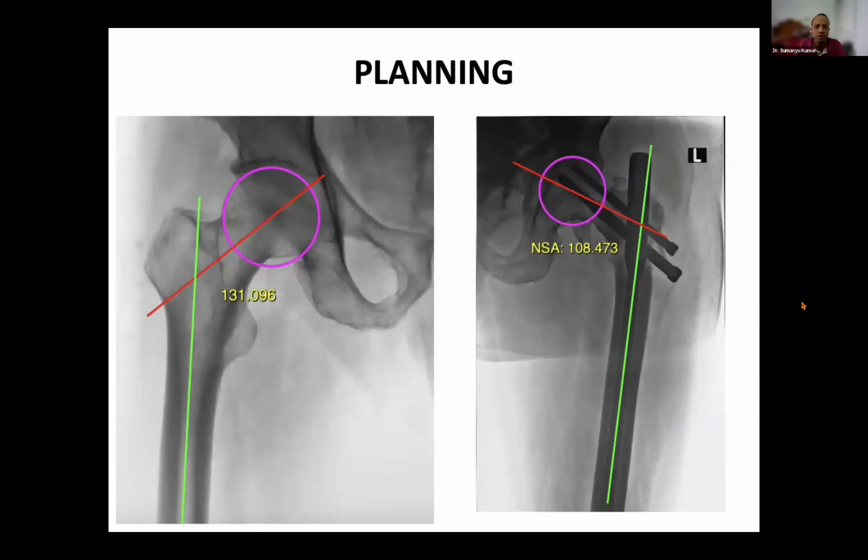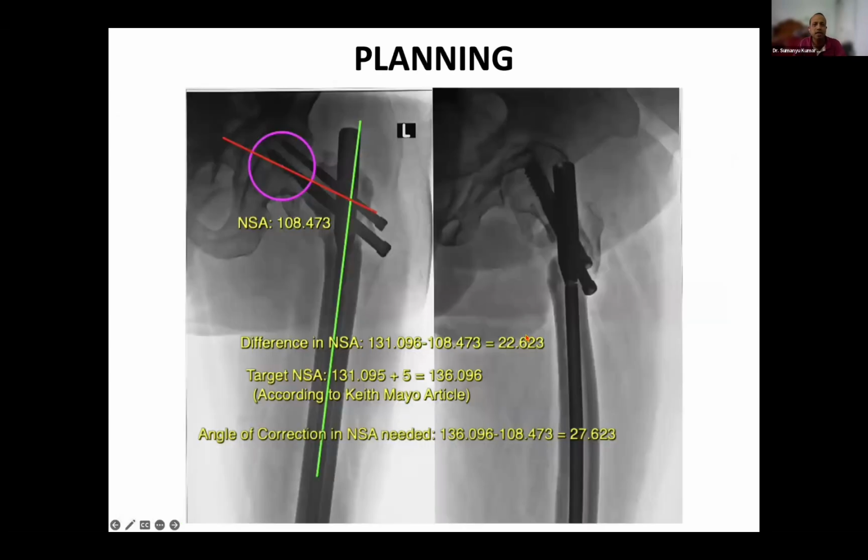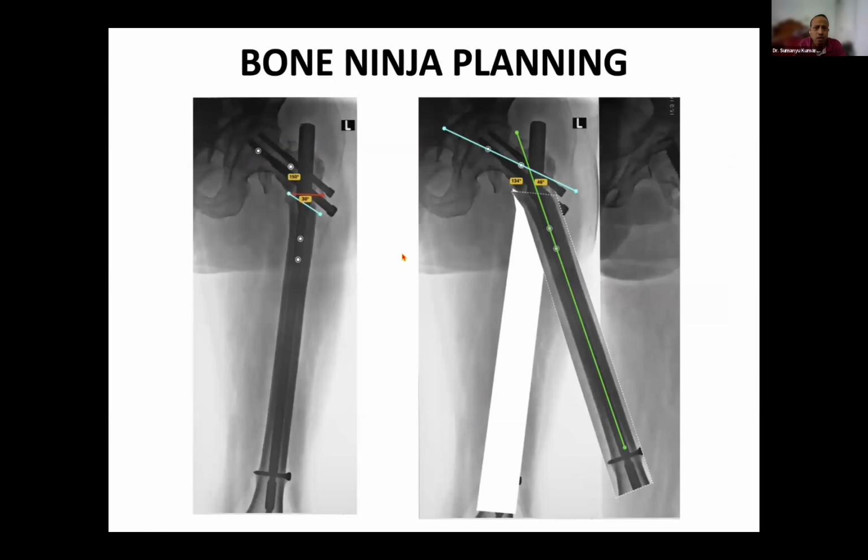So we found that the neck shaft angle is 108 degrees. Then we decided to take the contralateral side angle, which is 131. So for plus 5, it is 136 degrees. The angle of correction needed is 136 minus 108, which is around 27 degrees. So roughly it comes to about 30 degrees of wedge. You can do a Bone Ninja simulation. You cut 30 degrees and you see what is happening to the final neck shaft angle.